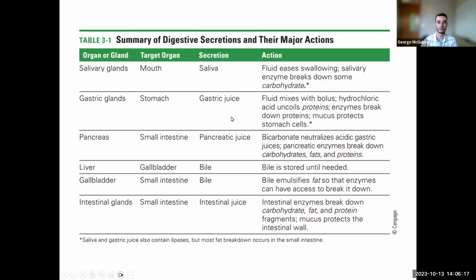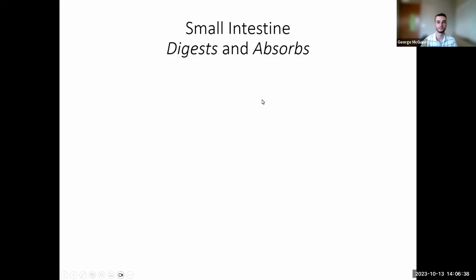This is a really helpful table to use as a reference when trying to keep track of what is happening, what is being secreted, where along this gastrointestinal tract. So I highly encourage you to come back and study this table if you're getting confused with where things are happening, or even recreate this table yourself and then come and double check with this. That would be a really good study tool.